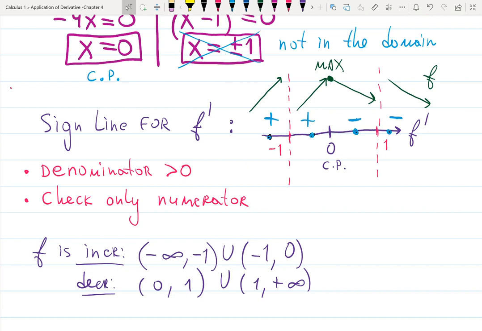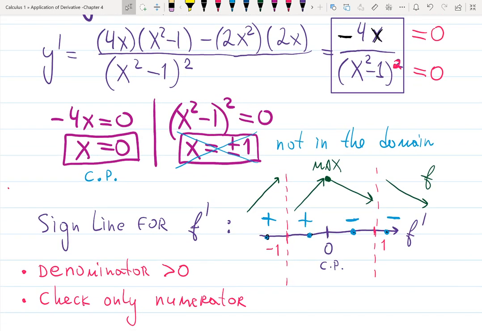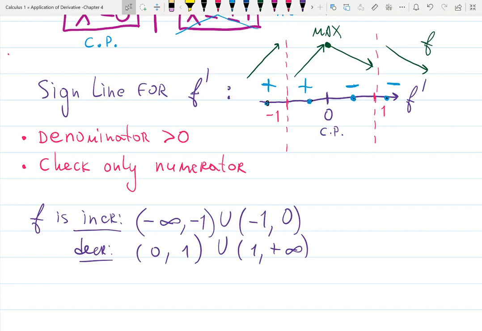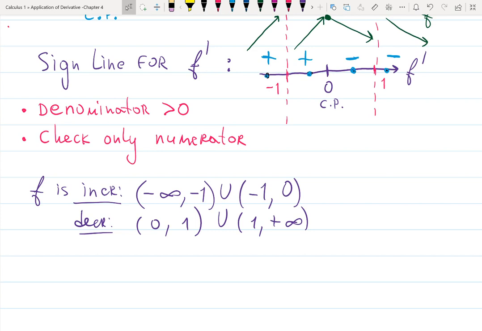Why would you include 1? If you include 1, you will have division by 0. At -1 and 1, your original function is neither increasing nor decreasing. It doesn't even exist there. Make sense? So you should not include these points. Now keep going. Next one is local minimum, local maximum. So that's the answer from the first derivative sign line.